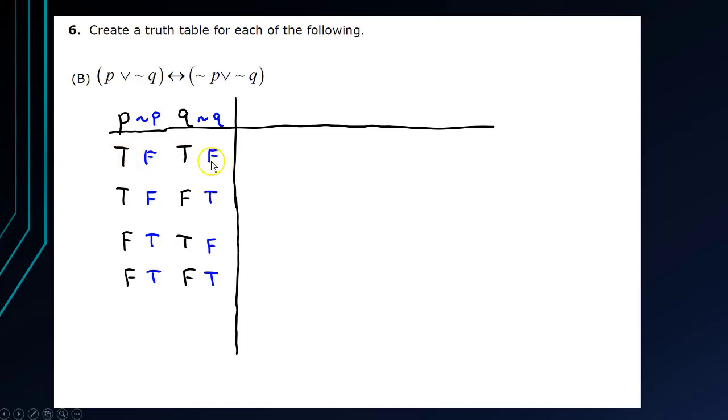If at least one is true, then this is going to be true. So in this instance here, this will be true, this will be true, this will be false, this will be true. So it's true, true, false, true.